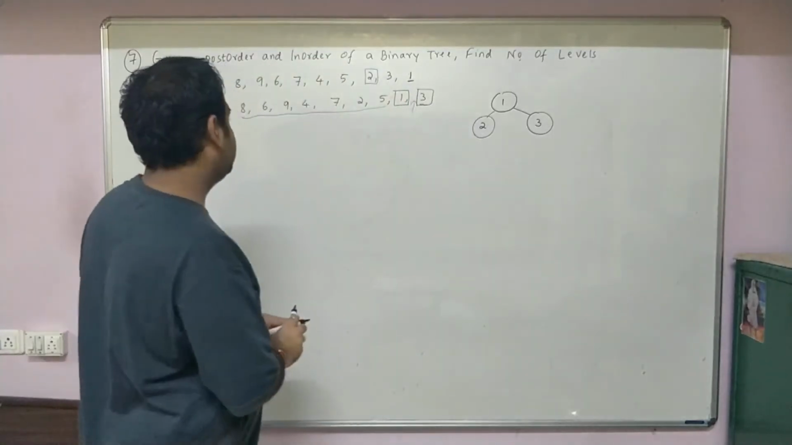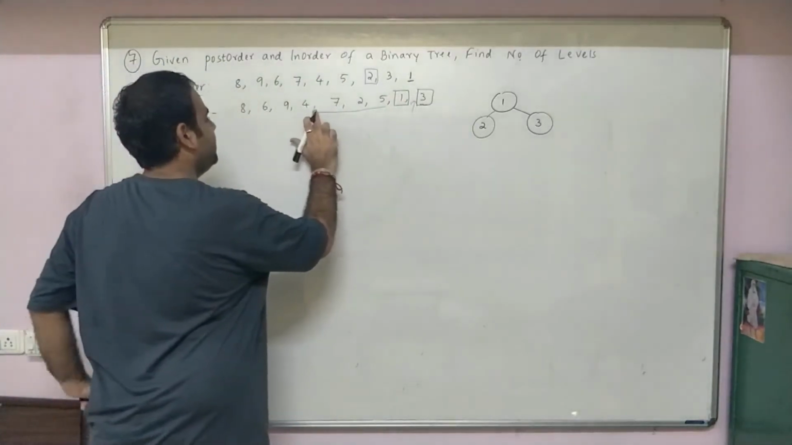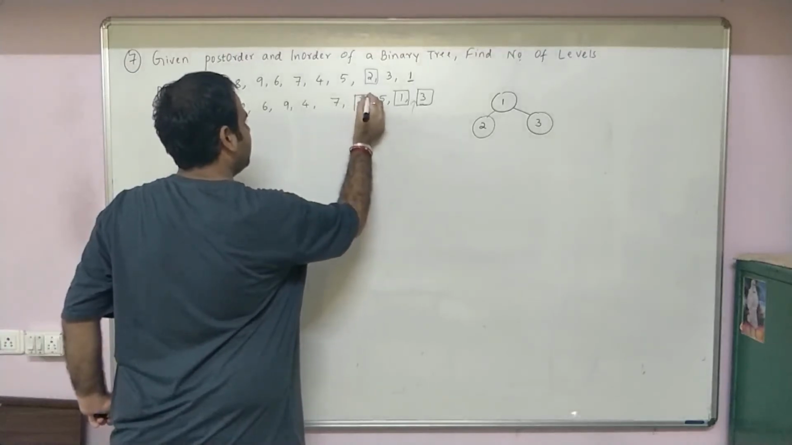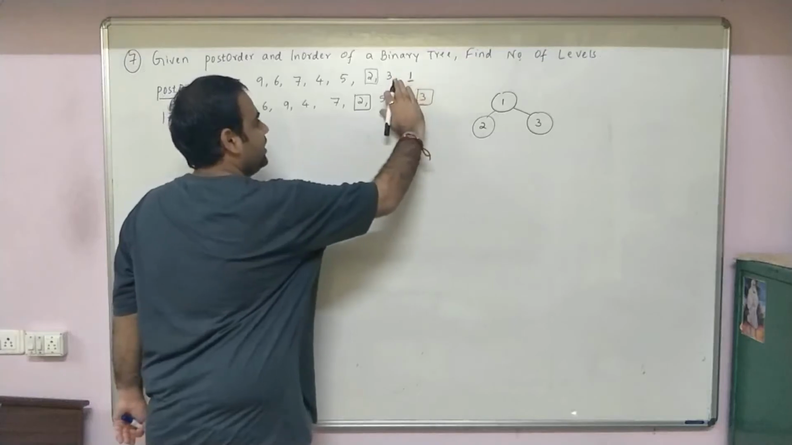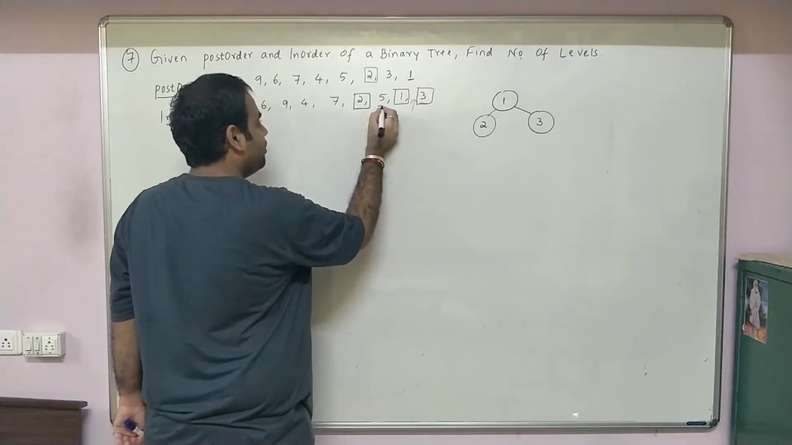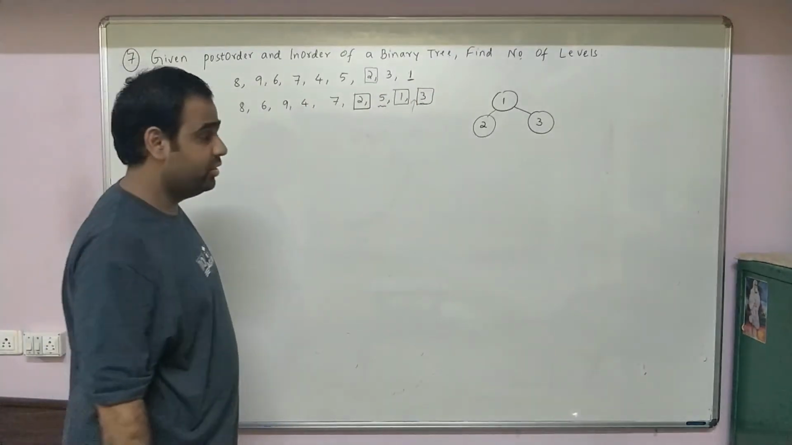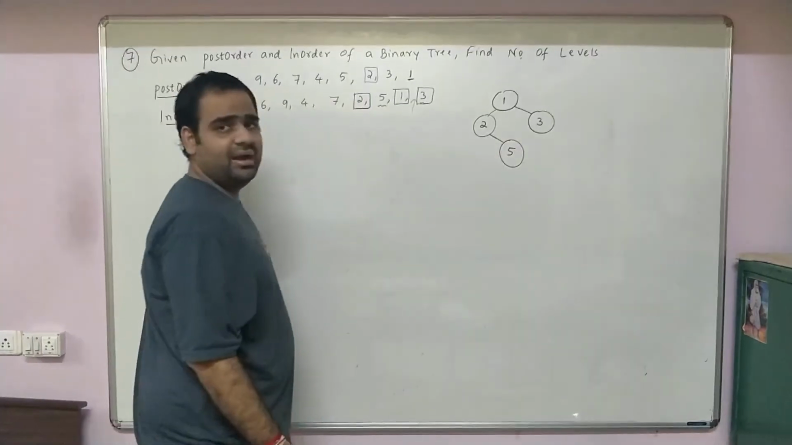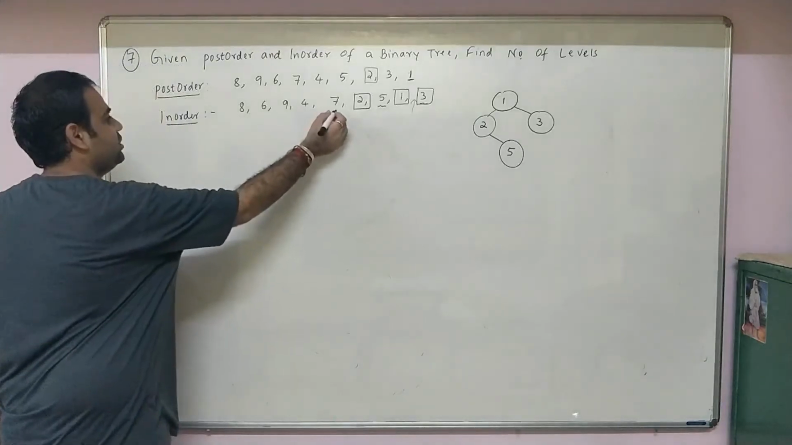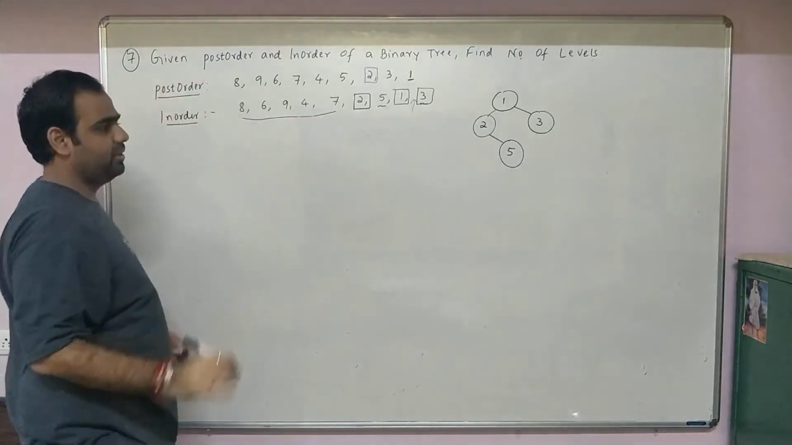Now you have to search 2 in the in-order traversal. Now this is the 2 in the in-order traversal. Now 1 and 3 are already done. All the elements on the RHS of 2 should be on the right subtree. Therefore it should be 5. And all the elements on the LHS of 2 should be on the left subtree.